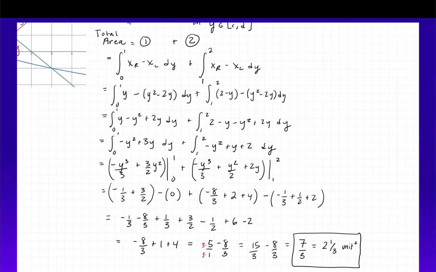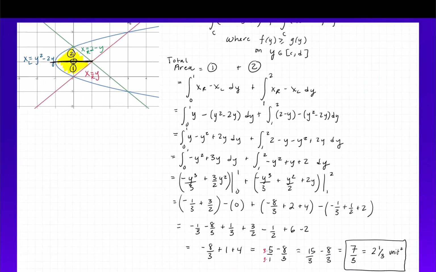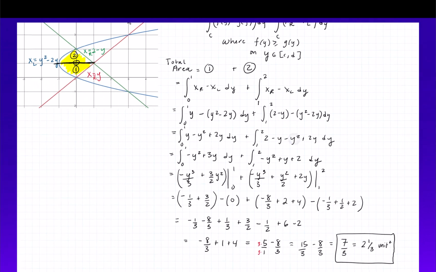Okay, and there we have it. So our area, after we do the computation and add those two areas together, our total area of this region is 2 1/3 units squared, or 7/3 units squared. And you can see what I was doing right there was adding up those two regions of area. So this is region 1. This was the integral to calculate region 1. This was the integral to calculate region 2. Added them up and we get to this answer.